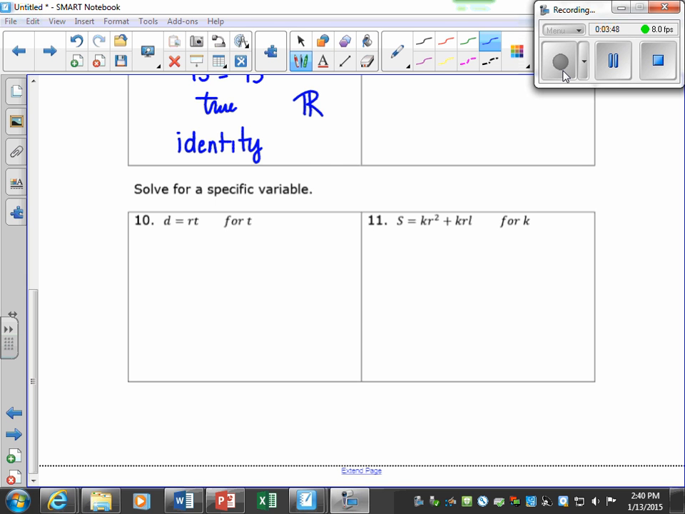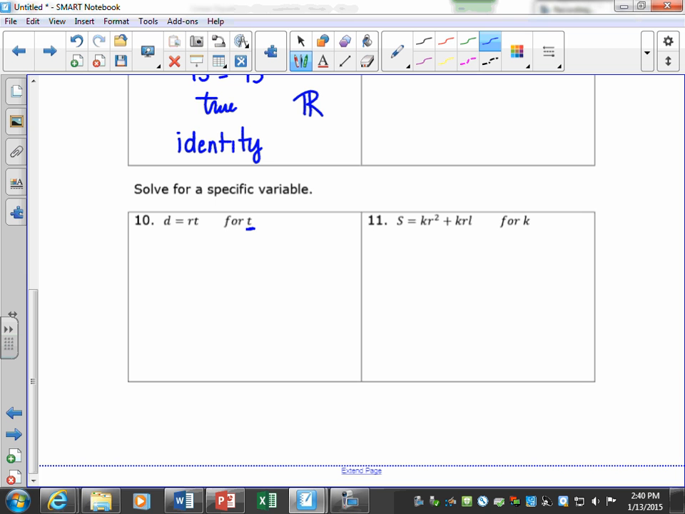The next thing, we get a little bit of practice in solving for a specific variable. Our goal this time is to get t by itself. So you ask yourself, what did they do to t? They multiplied by r. Well, we do the inverse of that, which is divide both sides by r. Whatever you do to one side, do to the other. So we get d over r is equal to t. And we're done.